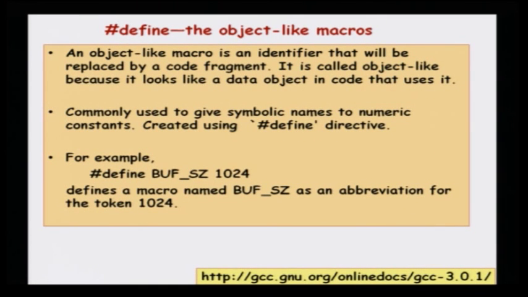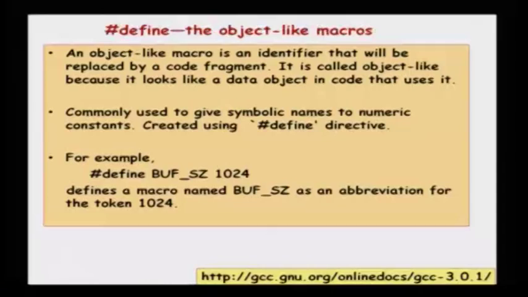Now, let us look at some other features that the C preprocessor gives. We have seen in some code this use of #define. So, #define is used for what are known as object-like macros. An object-like macro is basically an identifier, and it will be replaced by some code text. It is called object-like because it looks like an object.